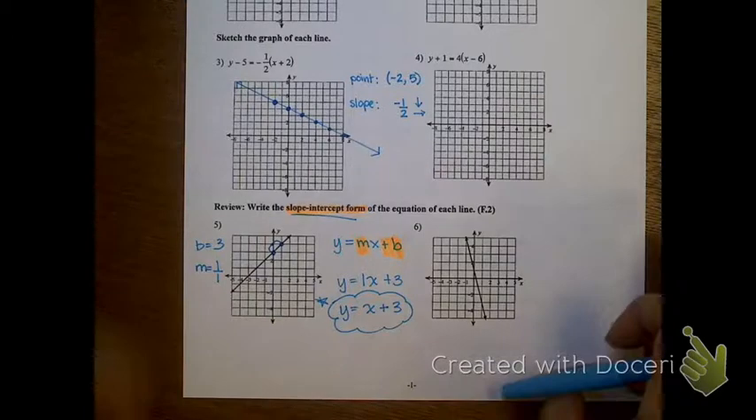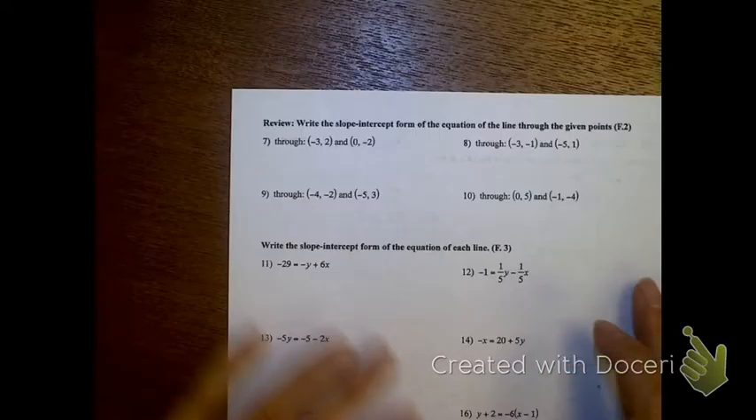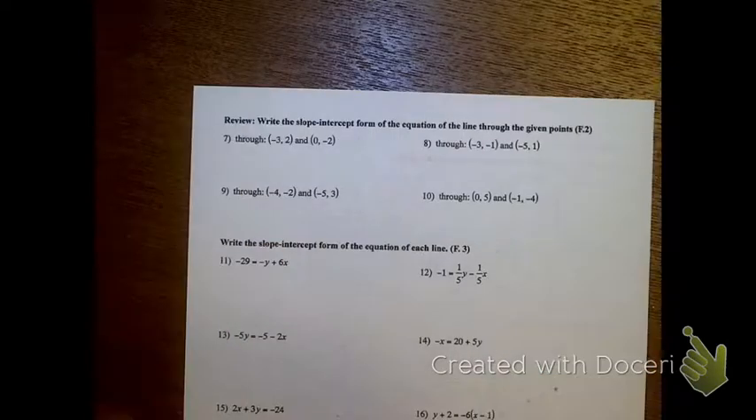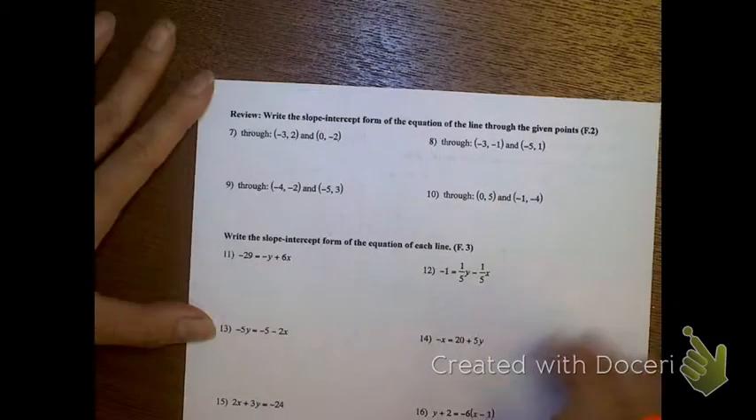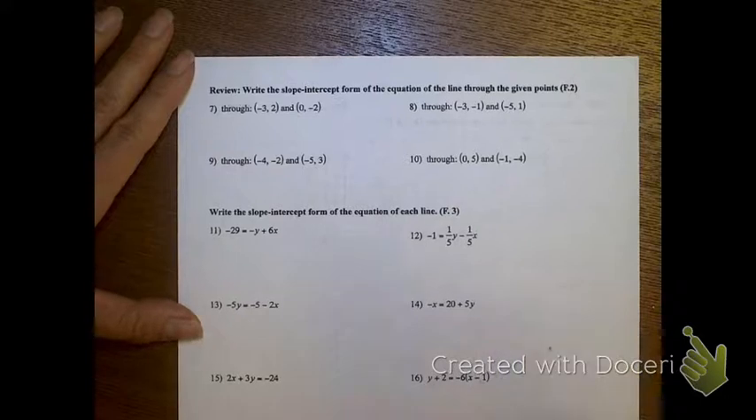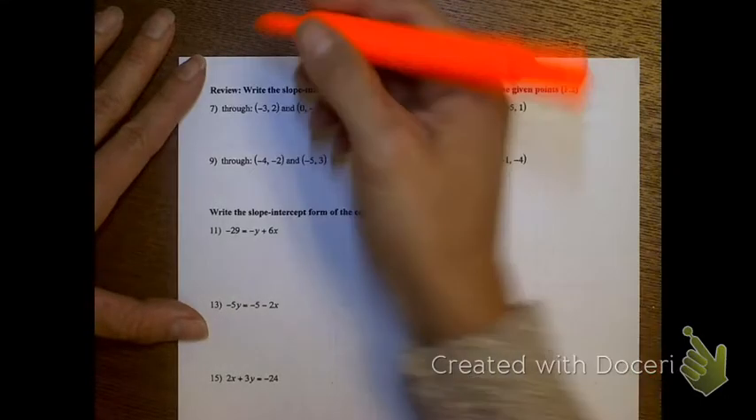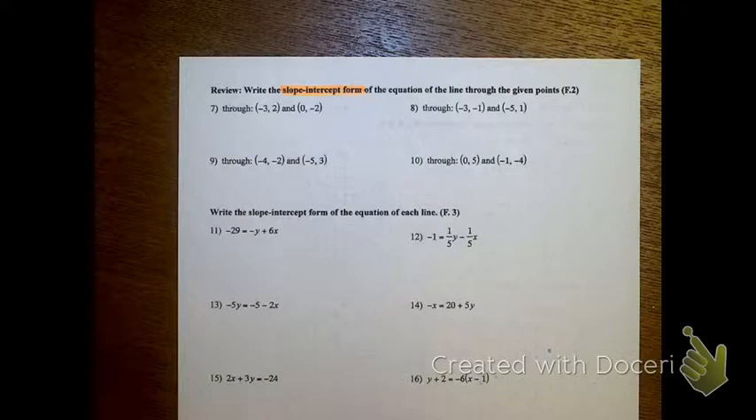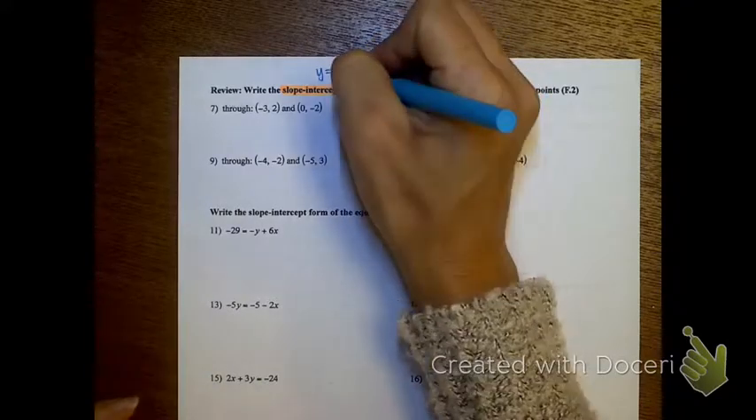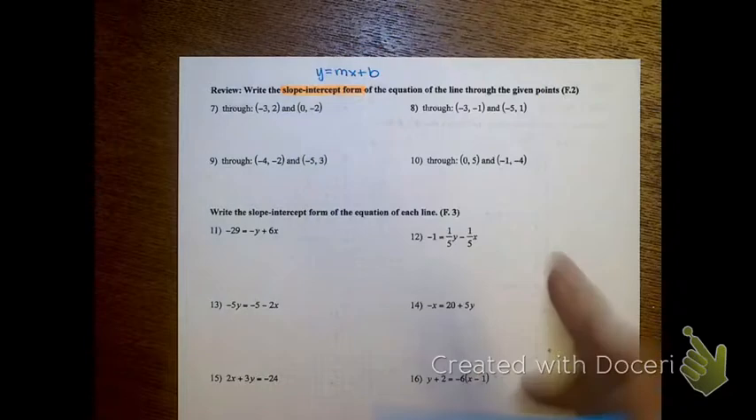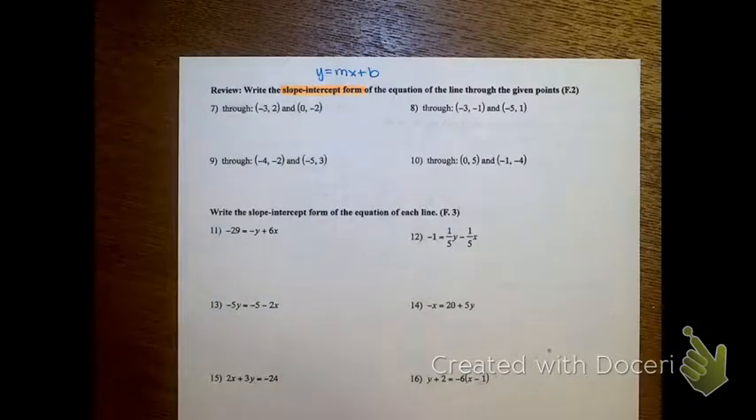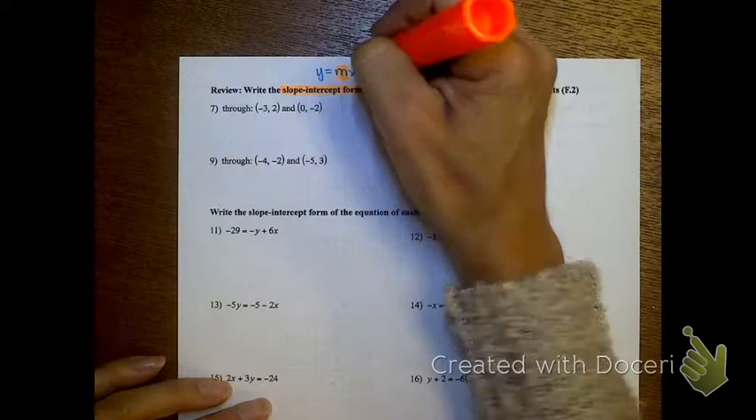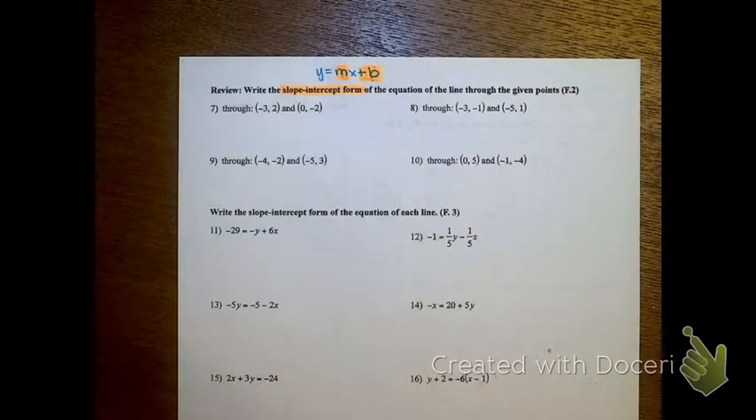All right. Let's take a look at numbers 7, 8, 9, 10. So number 7, let's read the instructions. It says write the slope-intercept form of the equation of the line through the given points. So what form does it want my answer in? Slope-intercept, right? Slope-intercept, remember, is y equals mx plus b. The things I need to know to write the equation in this form are the m and the b, right?